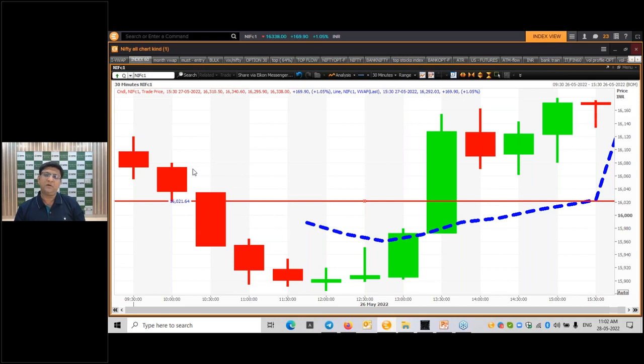So if the PCR is less than 0.75, you can play the breakdowns. If the PCR is more than 1.25, you can play the breakouts. Very simple, because right now we don't know which is a false breakout or which is a false breakdown. We get trapped in false breakouts and breakdowns. So with this indicator you will not get trapped in false breakouts and breakdowns, and you can easily make money from this indicator.